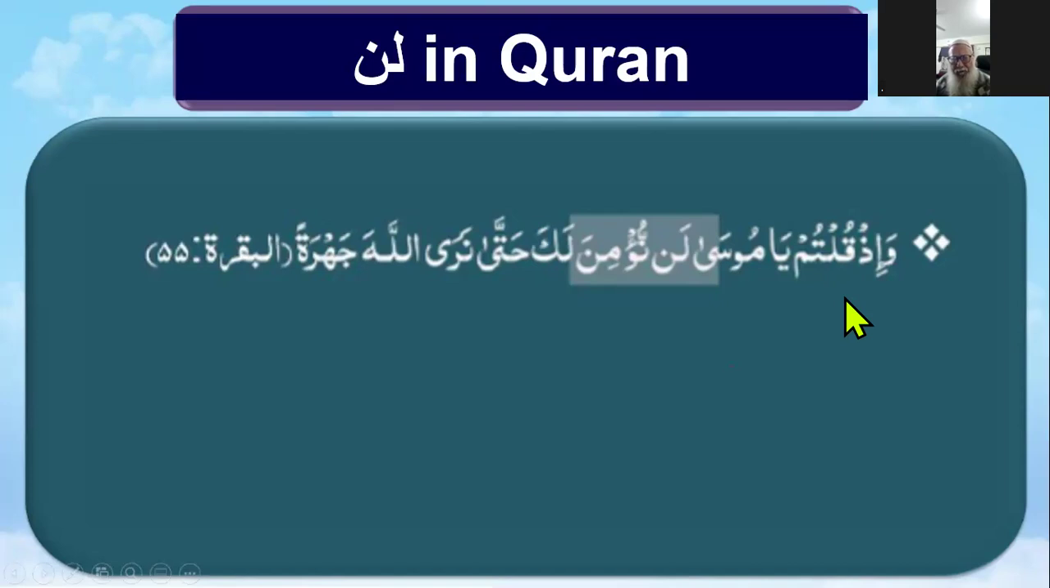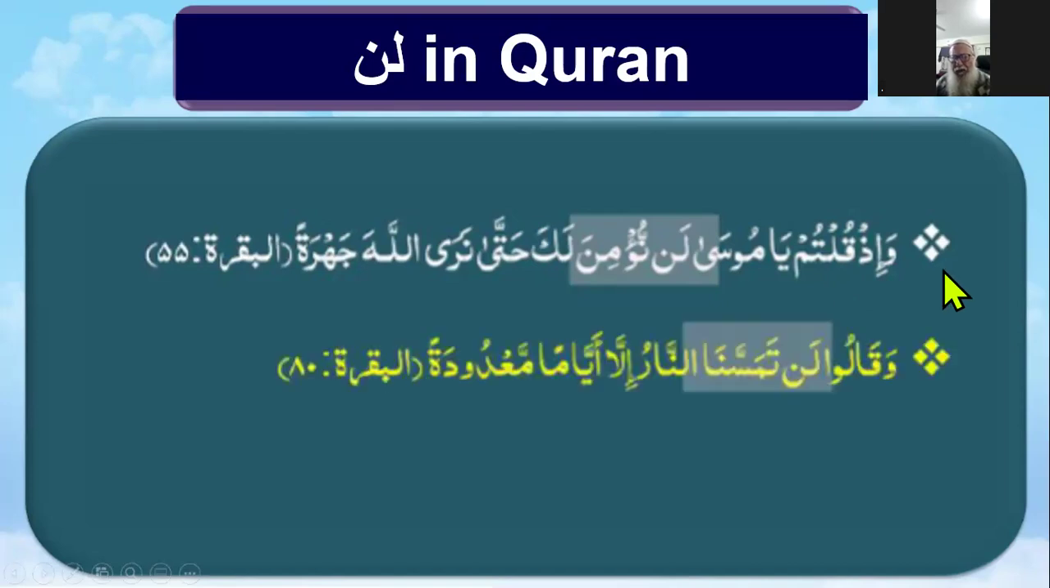Lan nu'mina. وَقَالُوا لَن تَمَسَّنَا النَّارُ إِلَّا أَيَّامًا مَعْدُودَةً. Tamassa, it was tamassuna. Lan came, it changed the dhamma into fatha. Lan tamassana. Na is an attached pronoun. It's not part of the verb. It's a separate attached pronoun.